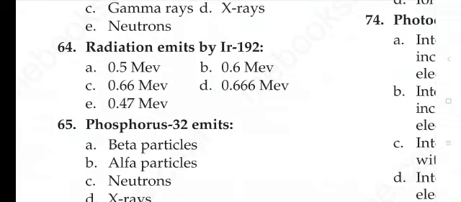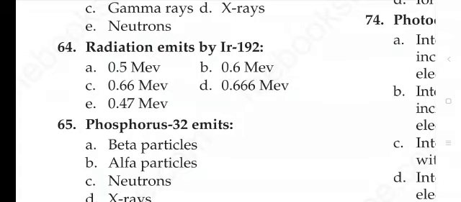Next question, radiation emitted by Ir-192. Options are option A 0.5 MeV, option B 0.6 MeV, option C 0.66 MeV, option D 0.666 MeV, and option E 0.47 MeV. So the answer of this question is option C, that is 0.66 MeV.